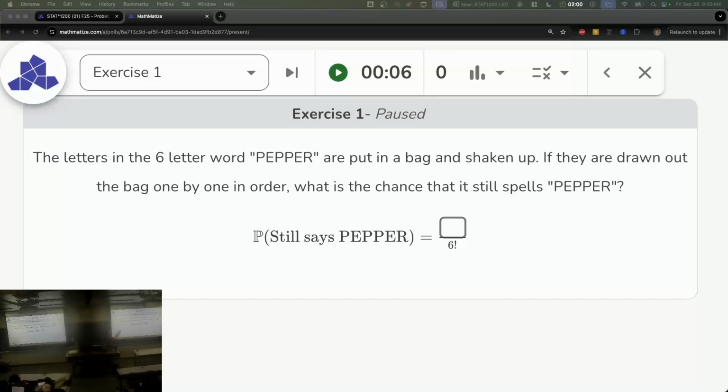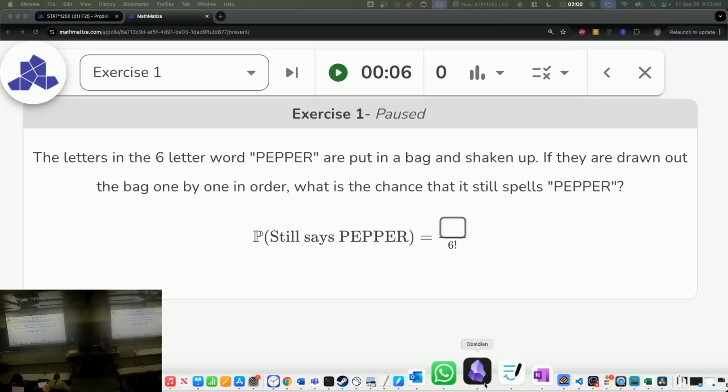We had exactly this kind of thing with tiles, and we were doing a situation where all the letters were different. So the thing that makes pepper more difficult than what we did last class is that there is a bunch of repeated letters. P is repeated 3 times, there's 3 P's in pepper, and E is repeated 2 times. Nevertheless, you can still do the problem.